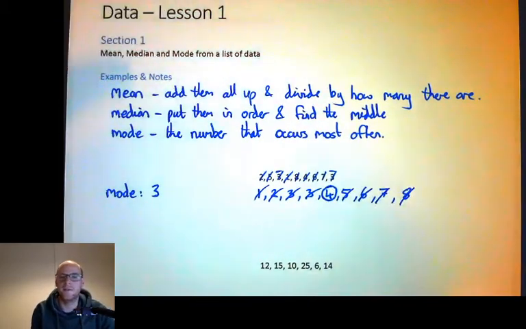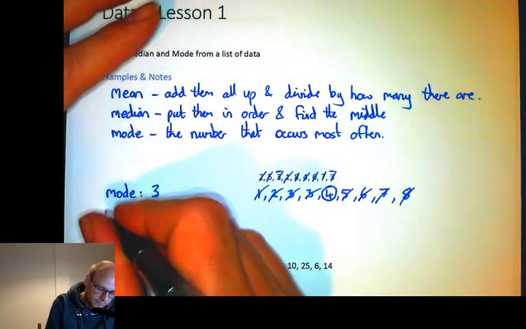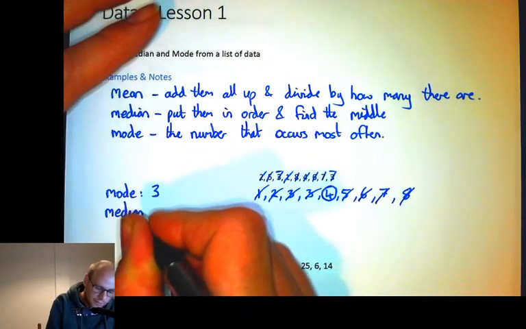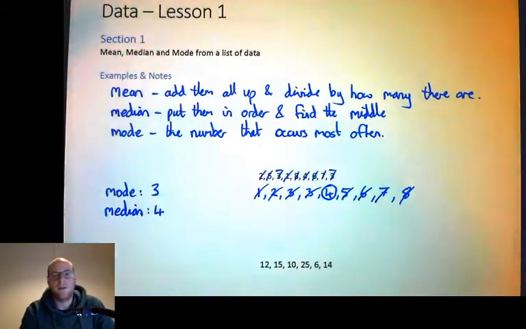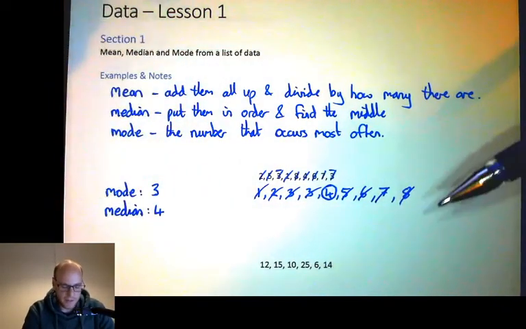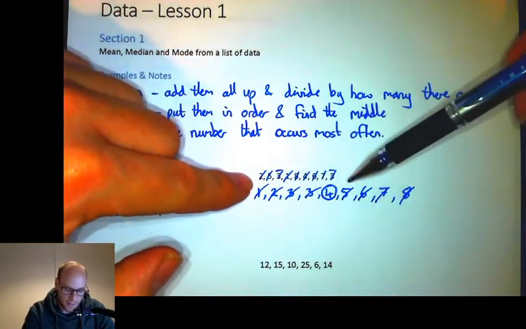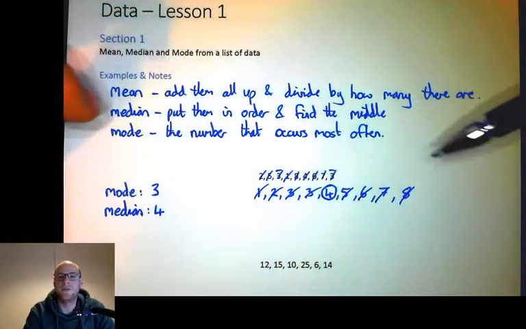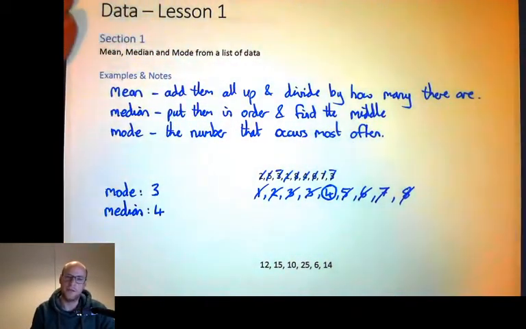And in this case there is a middle one, and that's because there is an odd number of bits of data to start with. So the median is 4. As I said earlier, I'm not going to do the mean, but it would be easy to add all those numbers up and then divide by, I think it's 9. You can do that yourself if you want to finish your notes neatly.